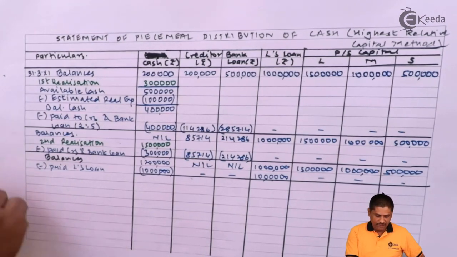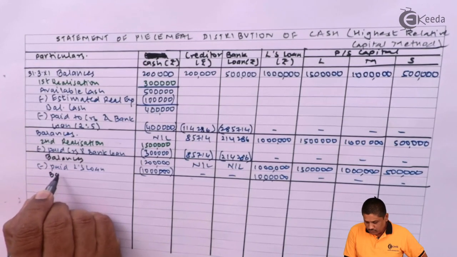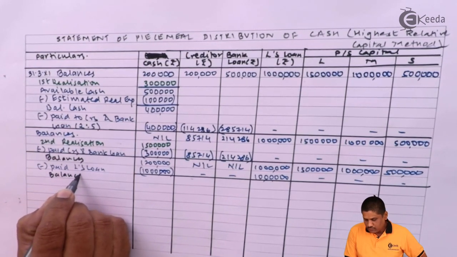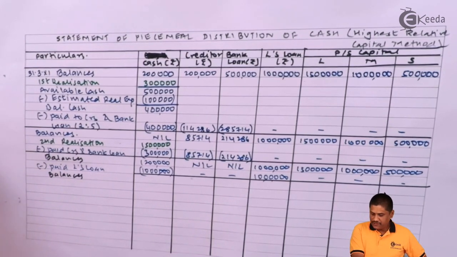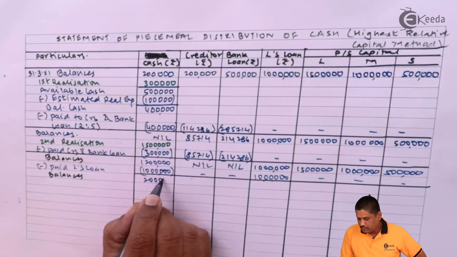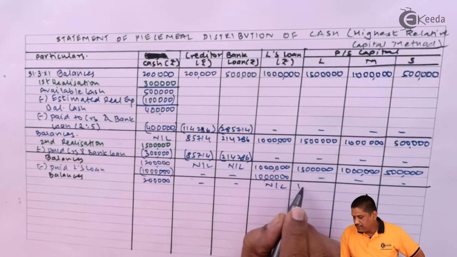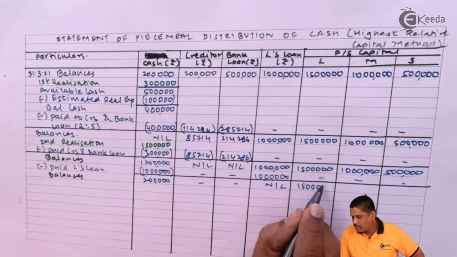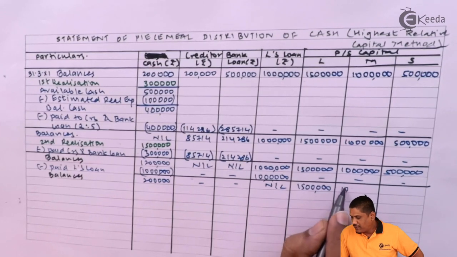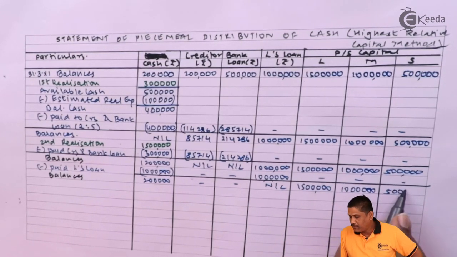So, I am again writing balances. My cash is 2 lakhs. My partner's loan has become nil. Capital is 15 lakhs, 10 lakhs, and after that, of course, 5 lakhs.